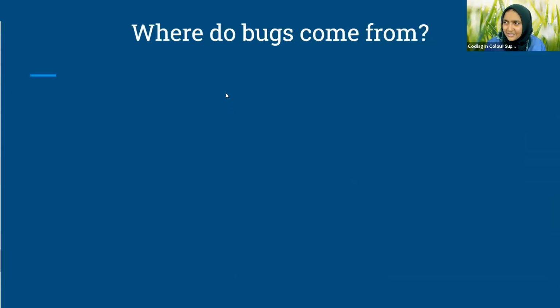All right. So the next question then is, where do bugs come from? And can I have some guesses? Mother Nature. So we've got poor code, Mother Nature. Yeah, poorly written code is good. Any other sources of bugs?